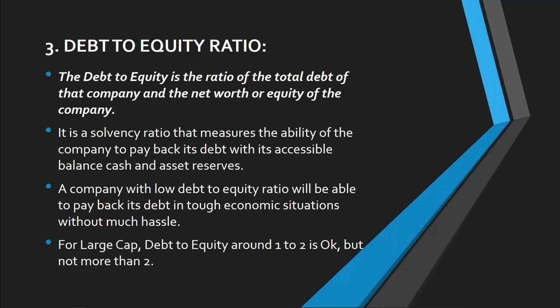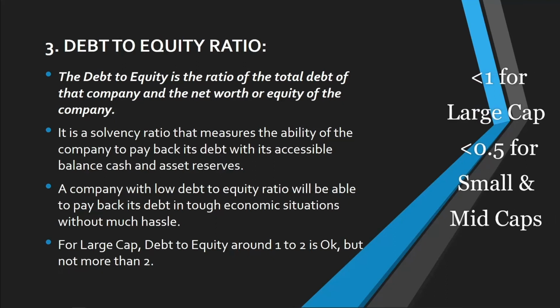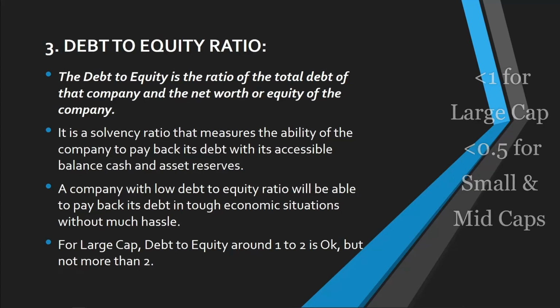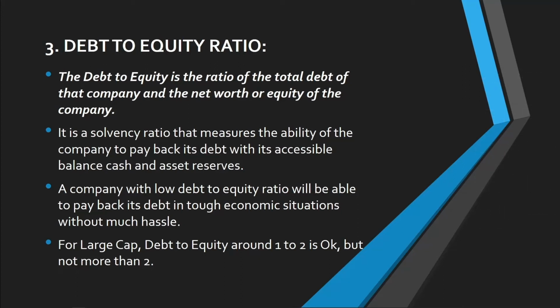For large caps, the ratio might be between 1 and 2. In the case of small cap companies, it is better to choose stocks with low debt to equity ratios. Usually less than 0.5 should be fine. A company with a low debt to equity ratio will be able to pay back its debt in tough economic situations without much hassle.